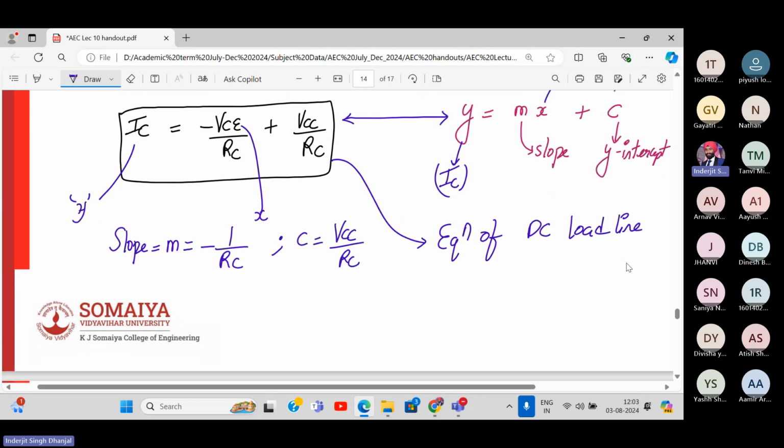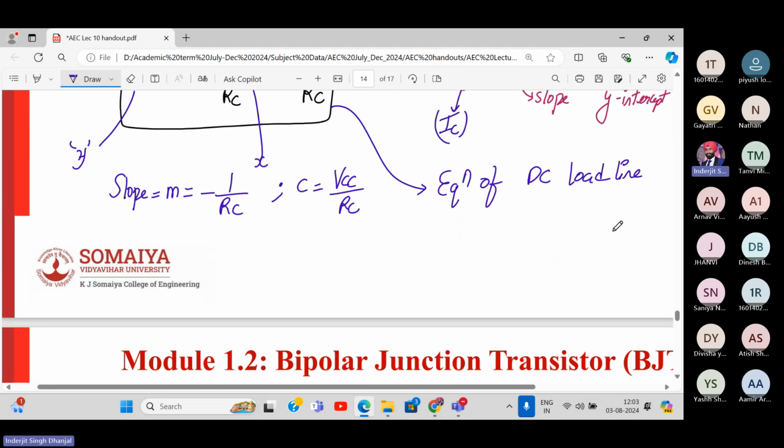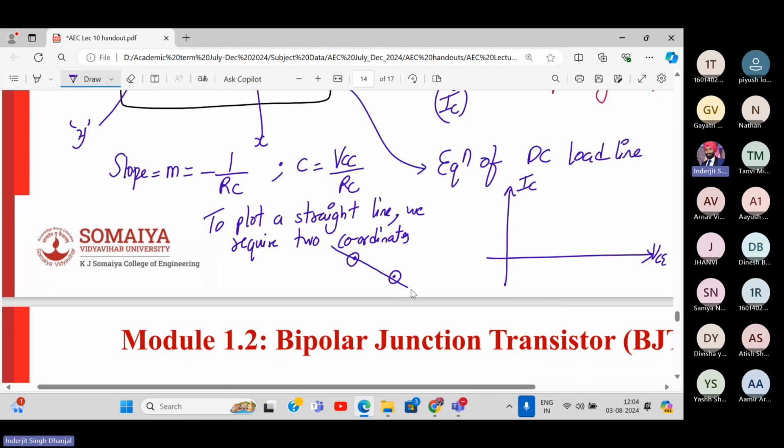How to plot the DC load line? Let me redraw it over here. We need to plot a line. To plot the line, how many points do we require? To plot a straight line, we require two coordinates. Yes or no? Let's say I have two coordinates, one over here, one over here. Can I draw a line? Yes. So to draw a straight line, I require two coordinates.